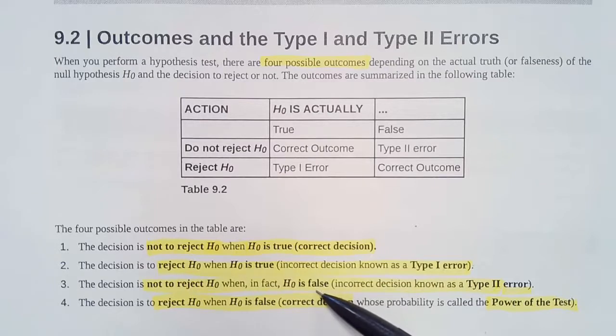So this would be like the hypothesis being something like, if you say that the hypothesis is that someone is healthy, and saying, okay, they're healthy, we're going to not reject that hypothesis, but it turns out that they were really sick. That's a type 2 error.